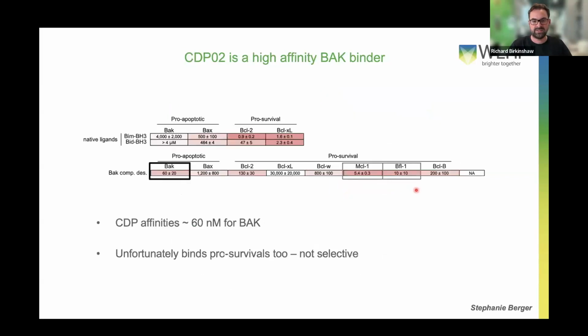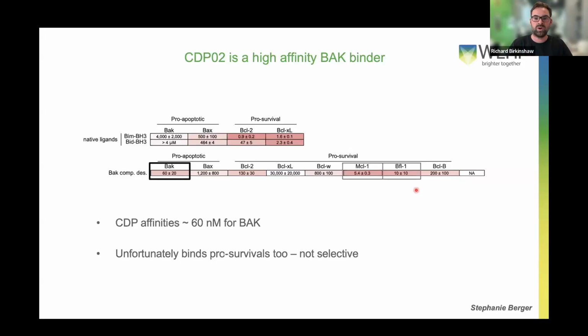So straight out of the in silico design process, this was quite efficient. The original CDP02 affinity for BAK was around 60 nanomolar, which is really quite impressive. However, in our case, we've got quite a challenge. You can't just bind BAK. You have to ensure that you don't bind other members of the BCL2 family. And this is because if you start binding to the BH3 binding groove in a pro-survival protein, you're going to compete with the binding for those pro-apoptotic BH3-only proteins, and that will actually promote apoptosis.